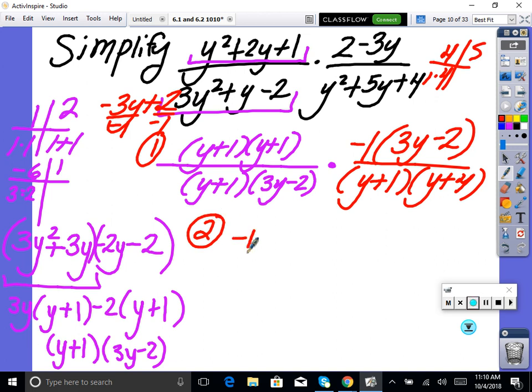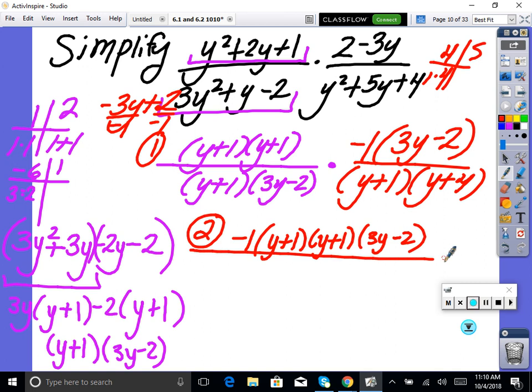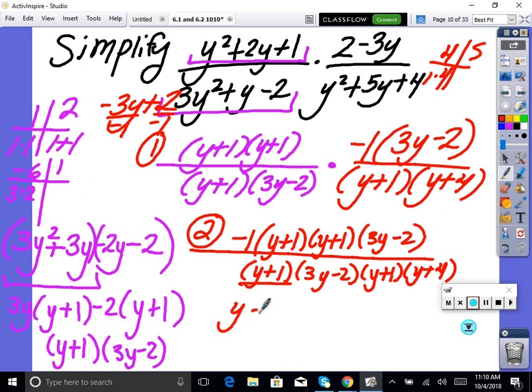I put negative 1 in front. I have y plus 1, y plus 1, 3y minus 2. On bottom, y plus 1, 3y minus 2, y plus 1, and y plus 4. Restrict. y cannot equal negative 1. What for that? 2/3. We've already listed that, and so then negative 4.